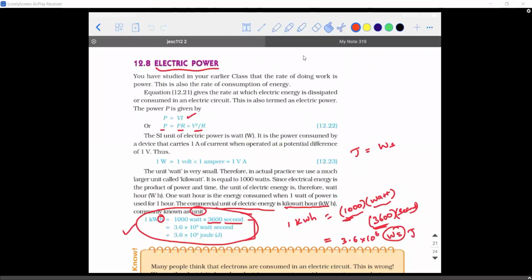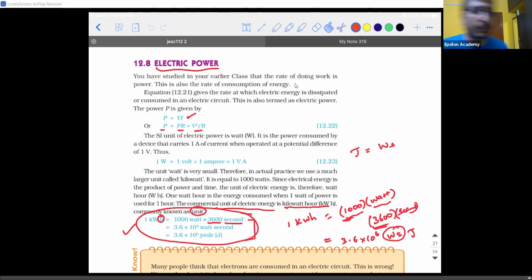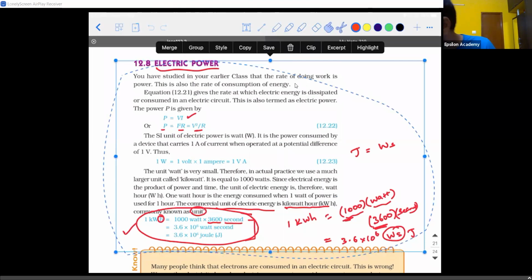Good. Okay. So the last topic that is pending in this chapter is electric power. With that, we are done with this chapter, and we will be solving some textbook problems.